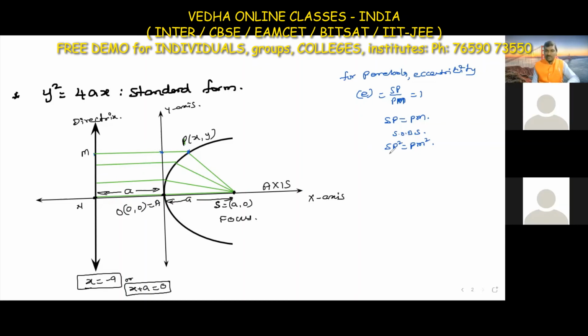Now for SP I am using the distance formula, which is the square root of (x2 minus x1) whole squared plus (y2 minus y1) whole squared. That means (x minus a) whole squared plus (y minus 0) whole squared. That is SP, the distance between two points.